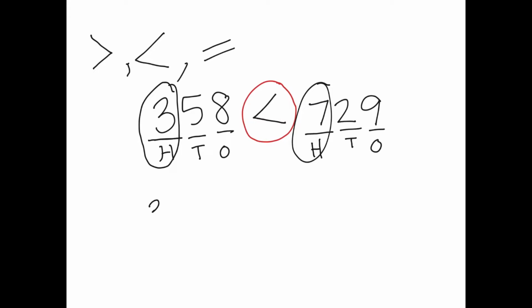So what that's telling me is 358 is less than 729. Now, I knew that just because the hundreds are the largest place value in both of these numbers, and 7 is a larger number than 3.